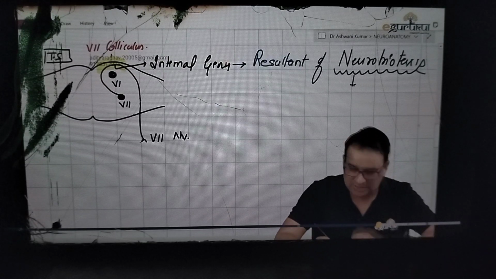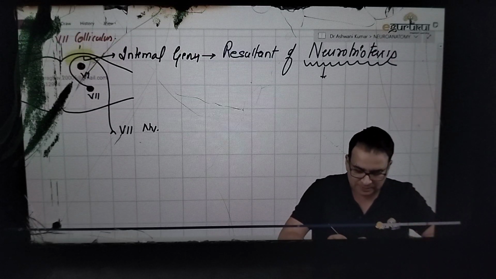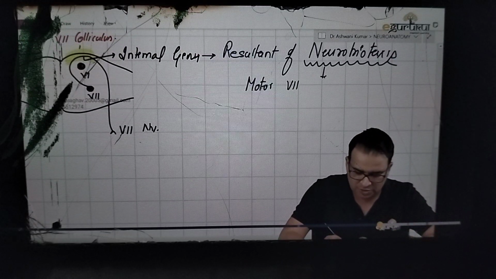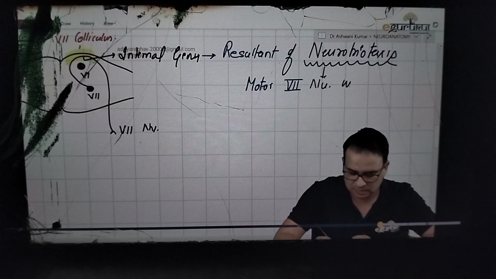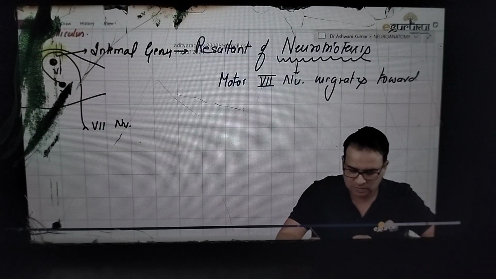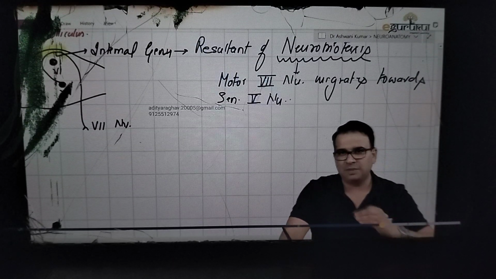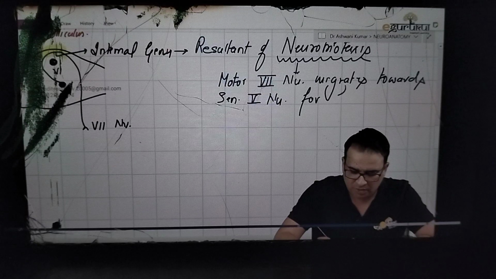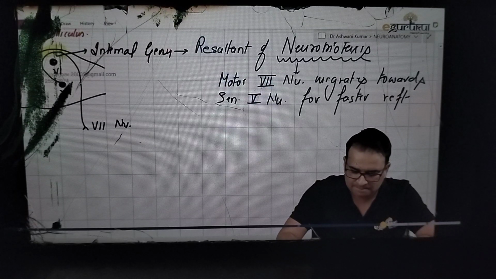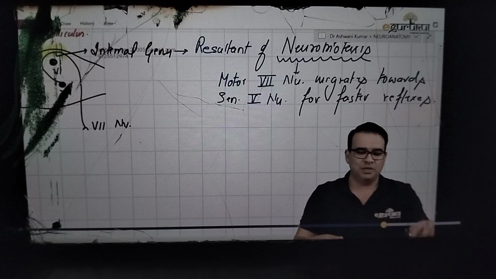What is neurobiotaxis in this case? That the motor facial nucleus migrates towards which one? Towards the sensory trigeminal nuclei. The motor facial nucleus migrates towards the sensory trigeminal nuclei for faster reflexes. That's what you call neurobiotaxis.